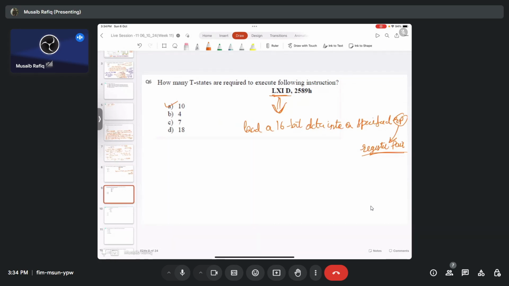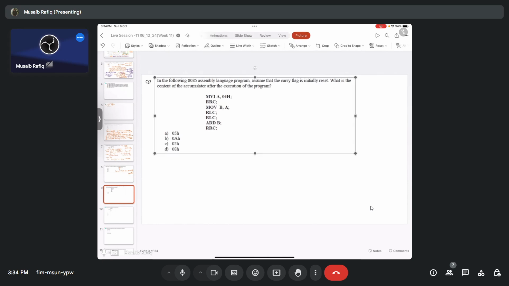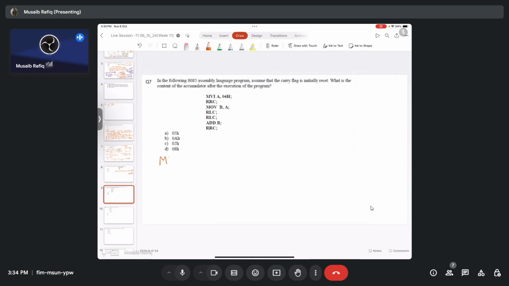Now we have question number 7. In the following 8085 assembly language program, assume that the carry flag is initially reset. What is the content of the accumulator after the execution of the program? We'll perform the individual steps and then see the contents of the accumulator. First we have MVI A, 04 hex. That means the accumulator is loaded with 04 hex, that is 00000100. So this is the content of the accumulator and my carry flag is reset.